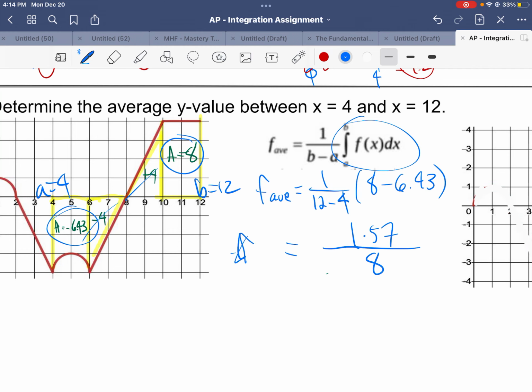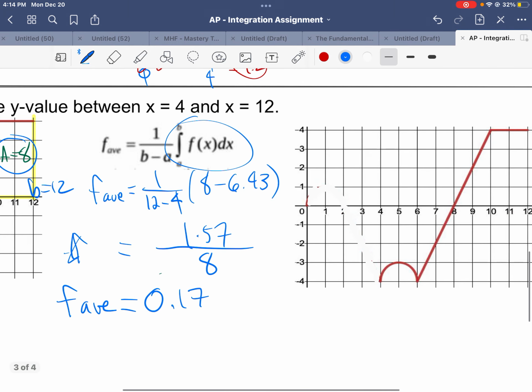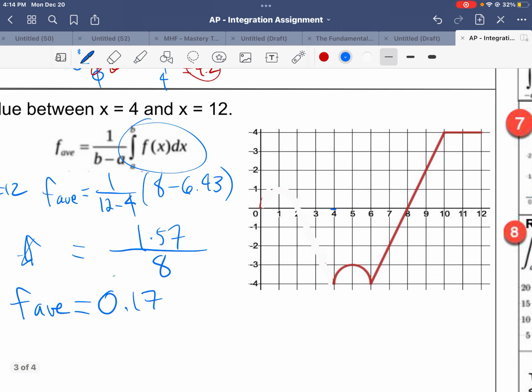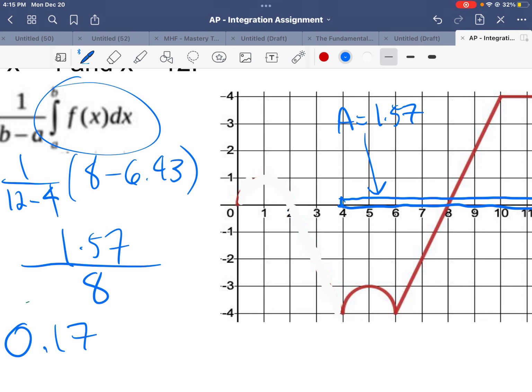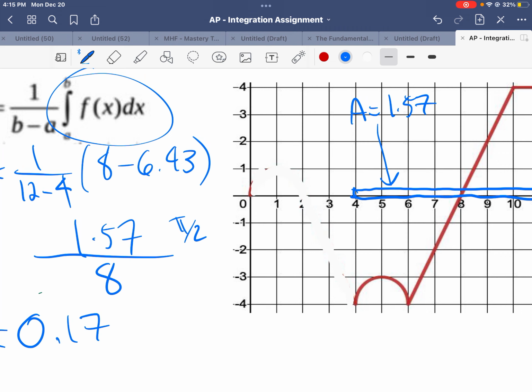And that's f average. Now, to get a decimal for that, 1 over 8 is 0.125. 2 over 8 is 0.25. So I think we're looking at around 0.17 would be my guess. So f average, I'm just estimating here, is going to be about 0.17. Okay, that's the average y value. So let's go over to here and see what that looks like. I'm going to draw a rectangle from 4 all the way to 12, and I think it's going to be about 0.17, so just a little bit above, like so. Now, the area in that box is 1.57, pi by 2. Ooh, actually, so that's pi by 2 over 8, which is pi by 16.